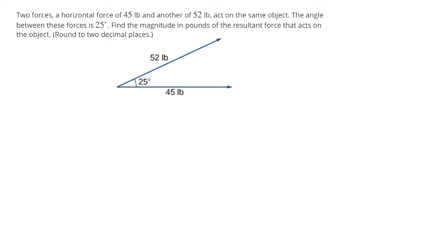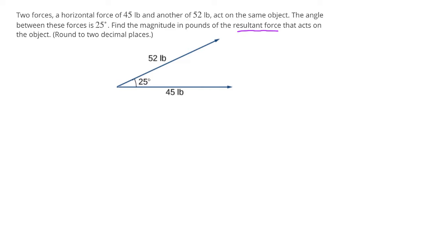So what we're asked to do in this problem is to find the magnitude of the resultant force when we have one force of magnitude 45 pounds acting in one direction, a force of magnitude 52 pounds acting in another direction, where the angle between those two vectors is going to be 25 degrees. So how do we go about finding this value?